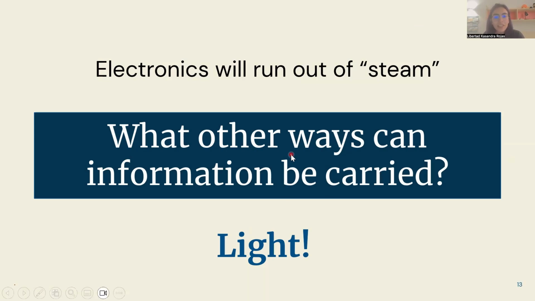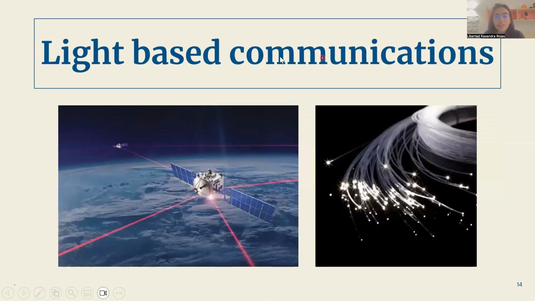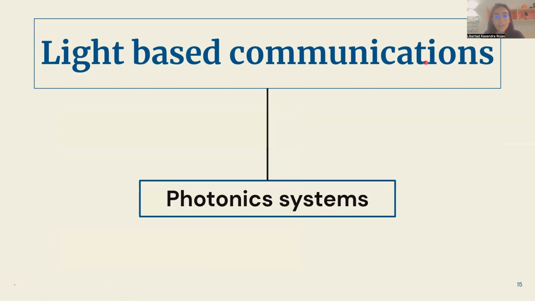So light. Now, light-based communication. In order to pick up the slack or go further into ultra-fast types of data processing, we can use light. Now, I'm sure some of you have heard of it, for example, free space optical communication, or even something more common, such as optical fibers. So those are ways that we can apply light-based communications. Now, how we actually get this is through photonic systems, so photonic chips and different types of other photonic systems.